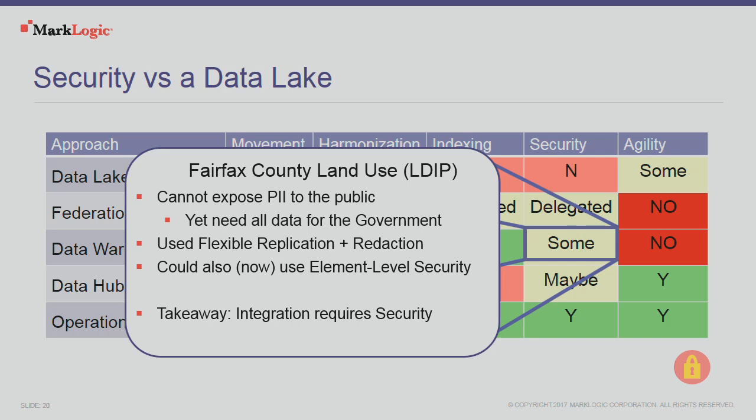So what they did was they used flexible replication to take their internal system and replicate it outside the firewall. They had a rule, no PII outside the firewall. They put it in the DMZ, actually, not quite outside the firewall. And they used a flexible replication security filter to make that happen. One takeaway here is that when you integrate data, you actually have a higher need for security. You're making it easier for everyone in your organization to access data, and you're making it easier for everybody who might be hostile to you to access your data.